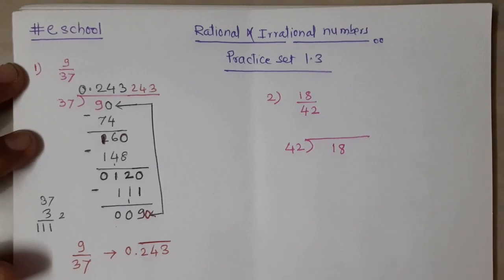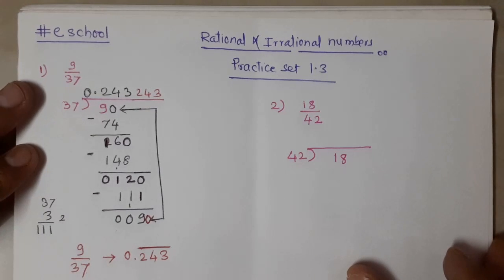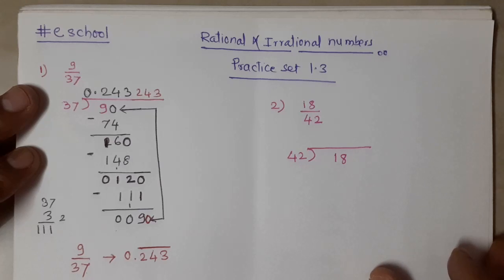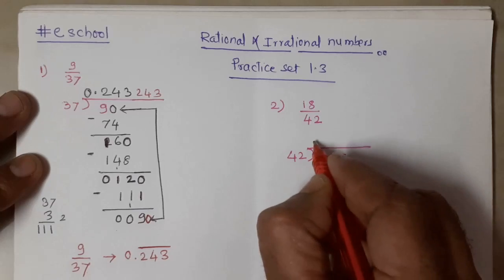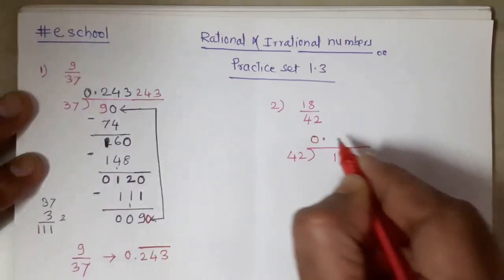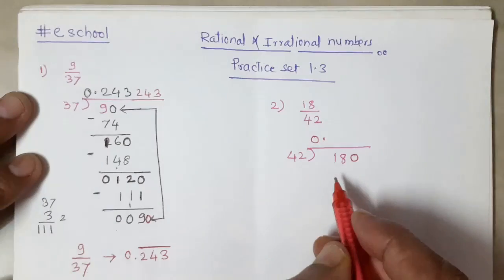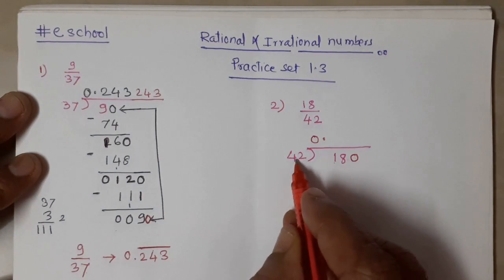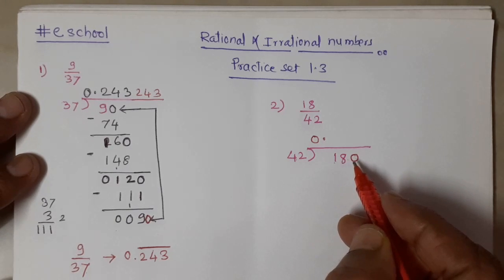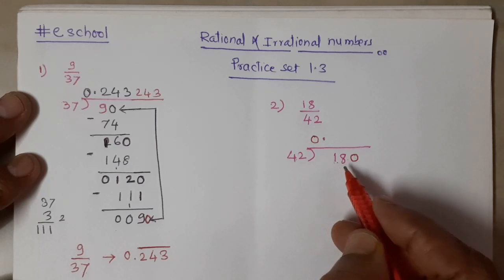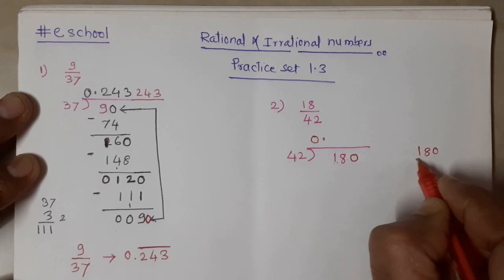Second example, that is 18 divided by 42. Again the same condition, we cannot divide 18 by 42. That's why we have to again take a decimal point over here, and when we take a decimal point, this 18 will become 180. So now we have to divide 180 by 42.